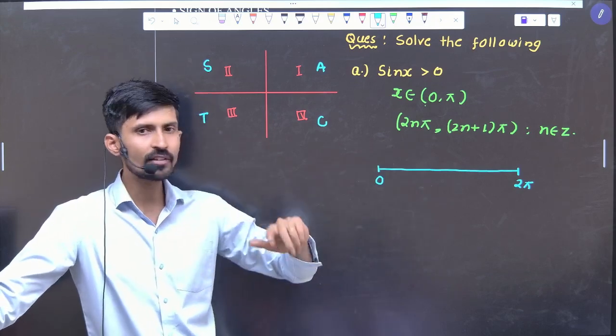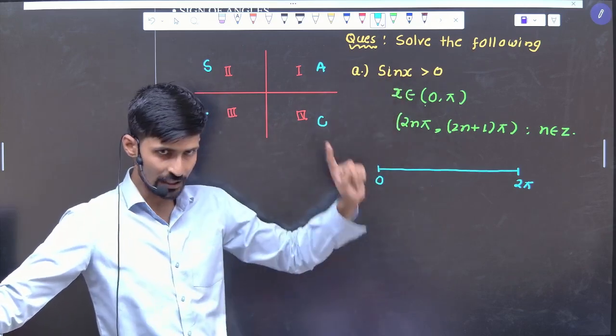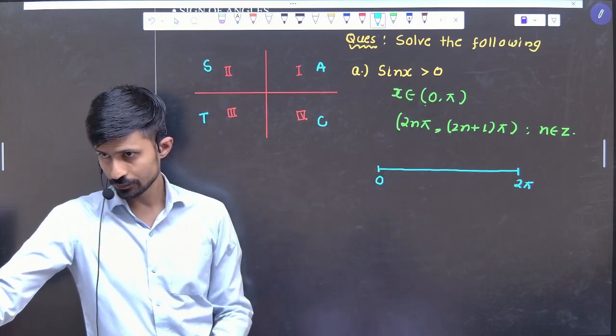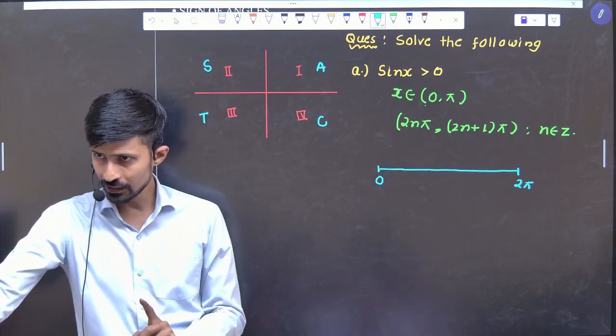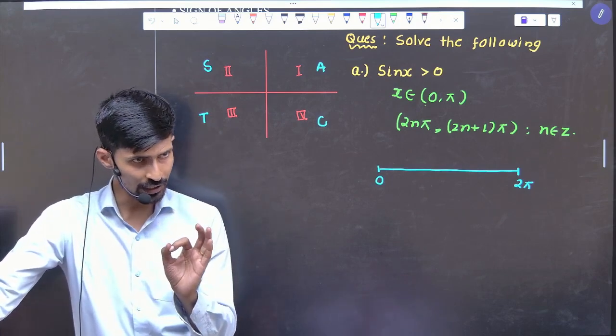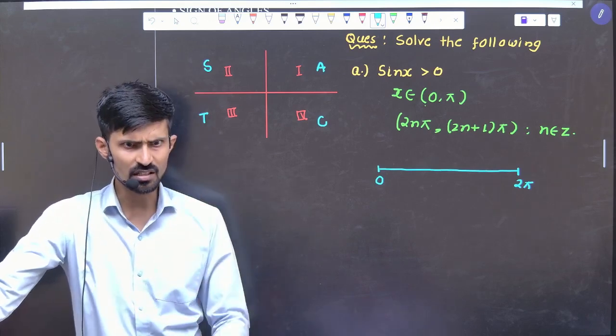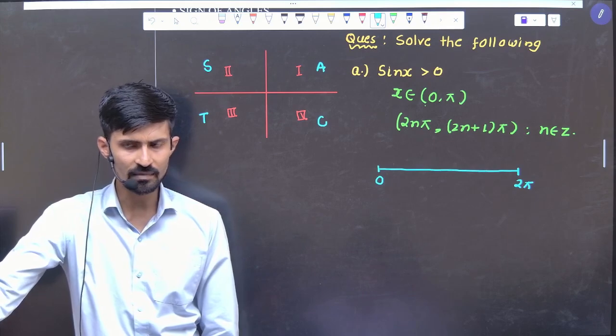Now, after that, what do we do? What is the next thing? Solve this equals to 0. Sin x is equal to 0. Tell me, what are the angles where sin x is 0? 0 degree, 180 degree, 360 degree. Sine 270 is -1.